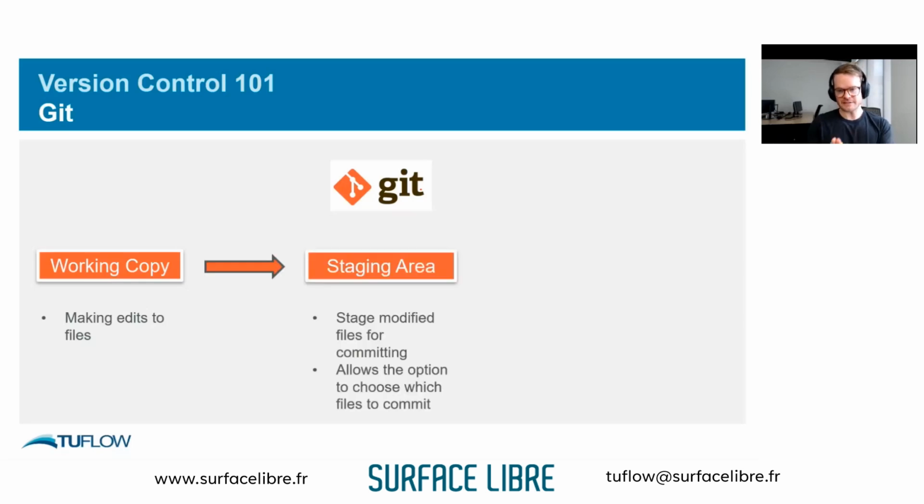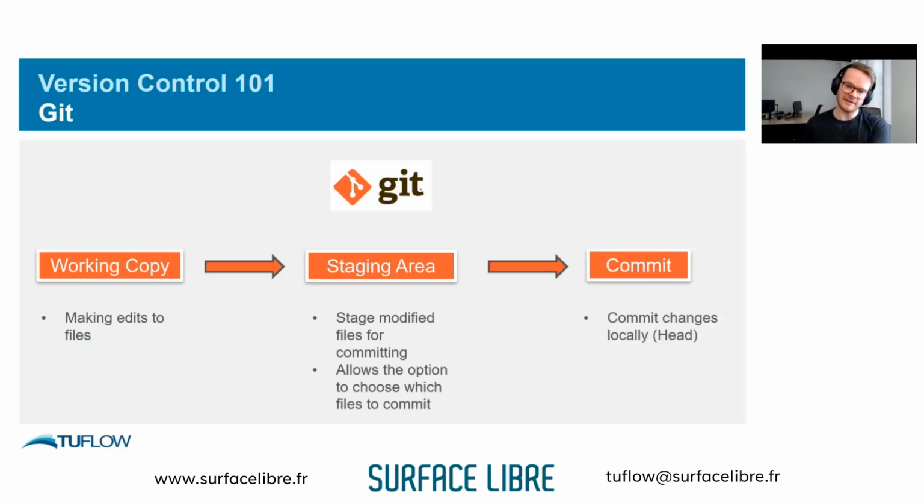Then you have this interim step called the staging area, where you say this file should be committed in a moment, and then you have a commit. So it's a three-step process of editing, staging a file, then committing a file. And then you have this concept of head, which is just like the head of the commit. So essentially it just means the latest commit.